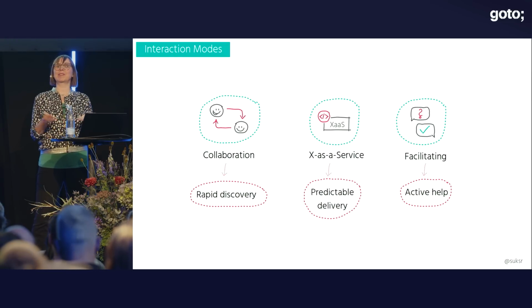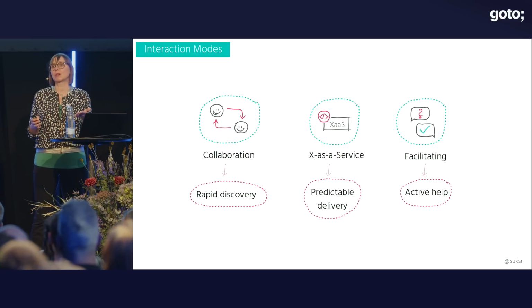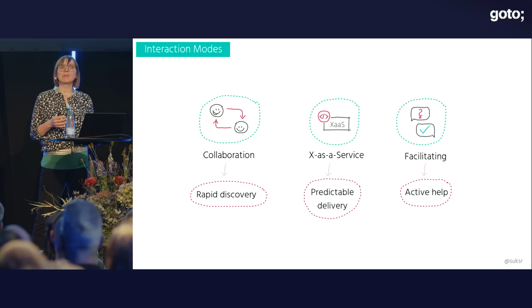But to arrange this team and this team type is not enough to become effective. How the teams are interacting with each other and when to change and evolve the team interaction is also very relevant for organizational effectiveness. So with collaboration, teams are closely working together over a limited period of time. And it's suitable for example, rapid discovery, for example, when exploring new technology together. But collaboration is meant to be short-lived.